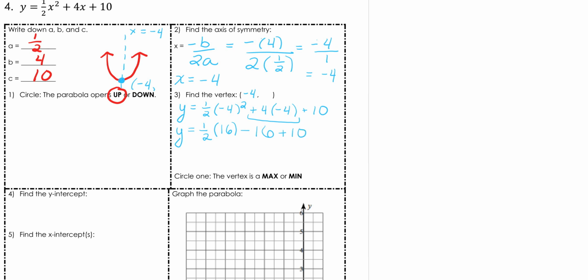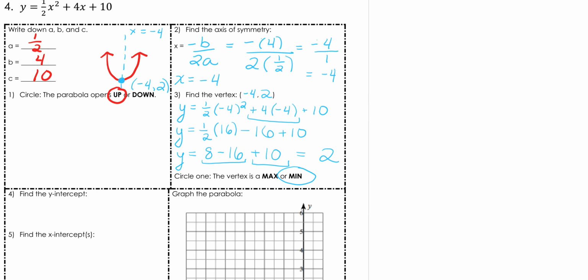All right, let's keep going. y equals 1/2 times 16 is 8, minus 16, plus 10. 8 minus 16 is negative 8, plus 10 gives you a positive 2. So y equals positive 2. So your vertex is at negative 4, positive 2. And this vertex is clearly a minimum because it's right at the bottom of our parabola. It's the lowest point in your parabola.